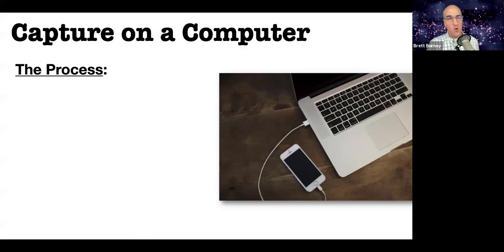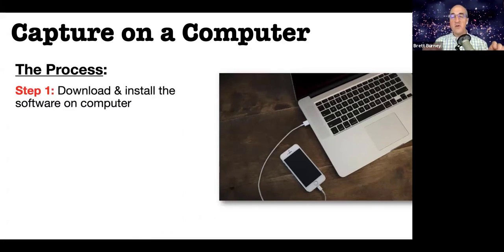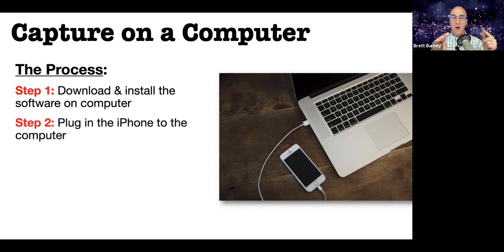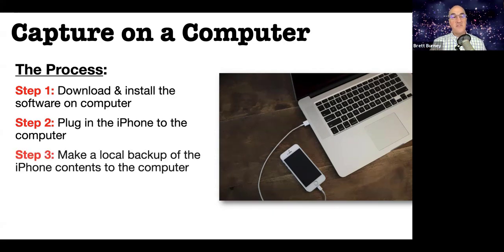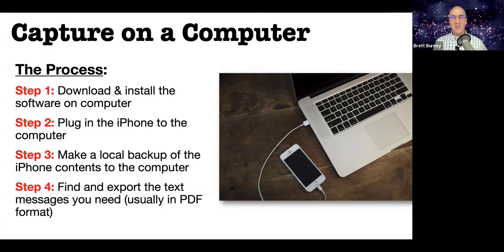Here's a quick overview of the process. Number one, you download and install the software on your computer. I'll show you that in just a moment. Number two, you plug your iPhone into the computer. This typically works on an iPhone; I'll show you an Android in a moment. Step three, you make a local backup of the contents of your iPhone to the computer. It's very easy through the software I'm going to show you. And lastly, you can search, find, and export the text messages that you need. Typically we do this in PDF format because it's an easy way to produce the information to the other side.